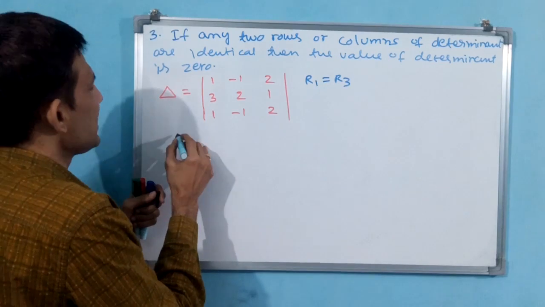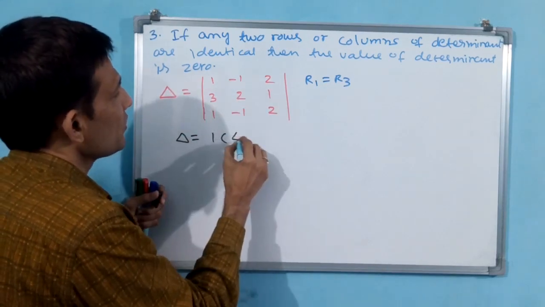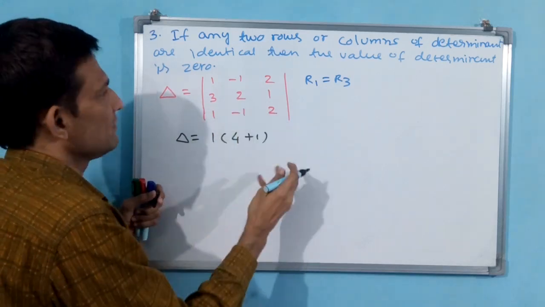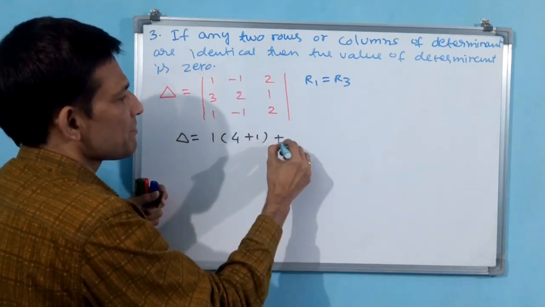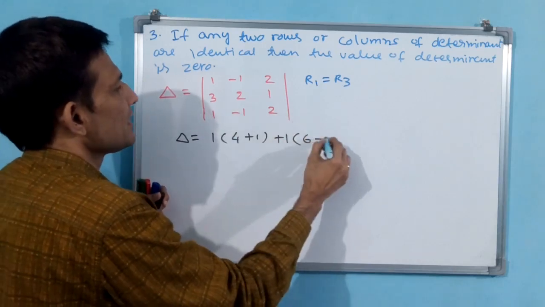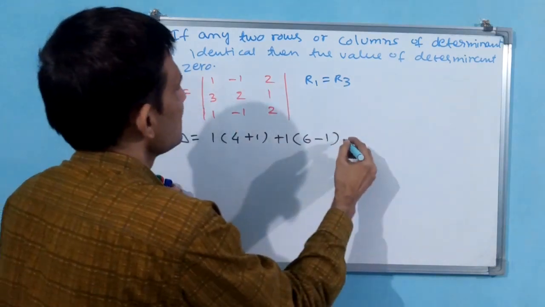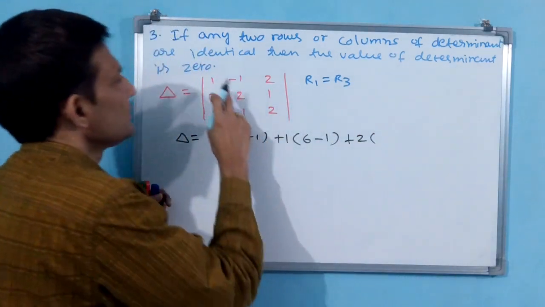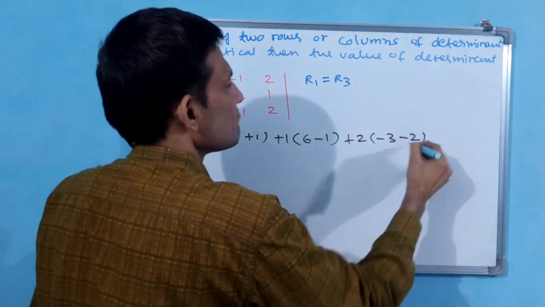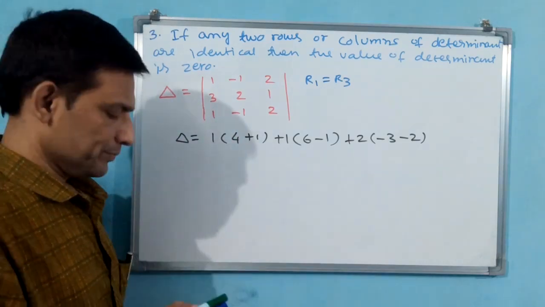Delta is equal to 1 into 4 minus of minus 1 plus 1. Minus of minus means plus, 1 into 6 minus 1. Is it okay? Now go for 2. Plus 2 into minus 3 minus 2. Is it okay? Minus 3 minus 2. Okay.